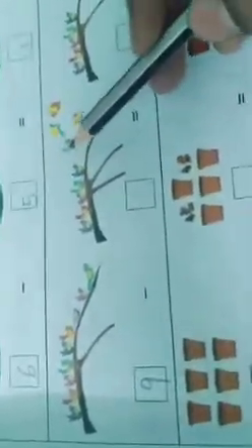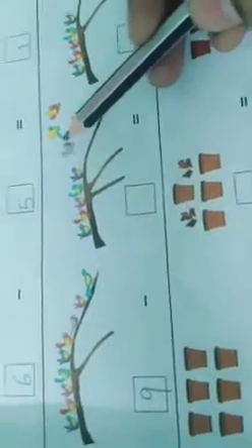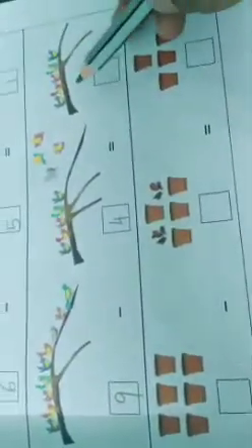Same like that. How many birds are there? 1, 2, 3, 4, 5, 6, 7, 8, 9. Minus. How many birds are flying away? 1, 2, 3, 4. So put 4. 9 minus 4 equals. How many birds are remaining? 1, 2, 3, 4, 5.